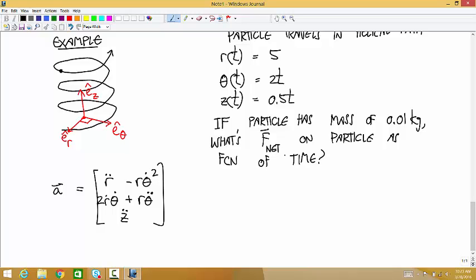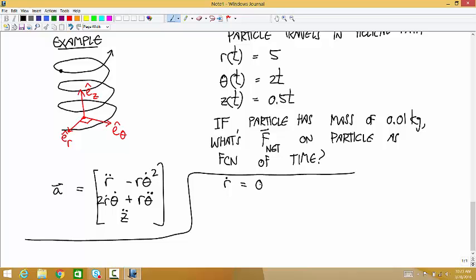Okay, so r dot, what's that equal to? 0. What's r double dot? 0. Theta dot, theta double dot, 0. z dot, z double dot.